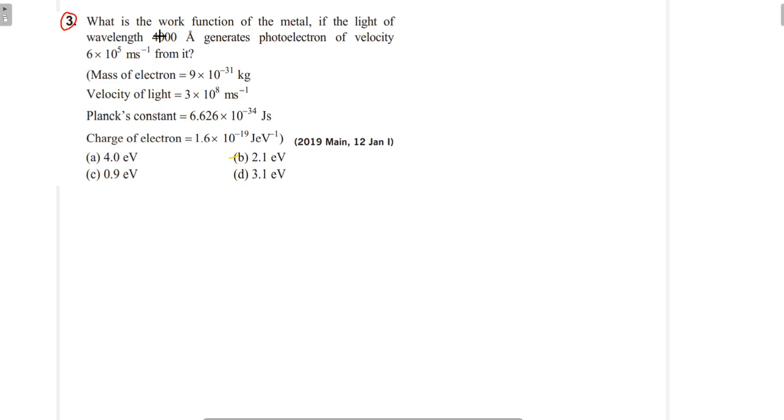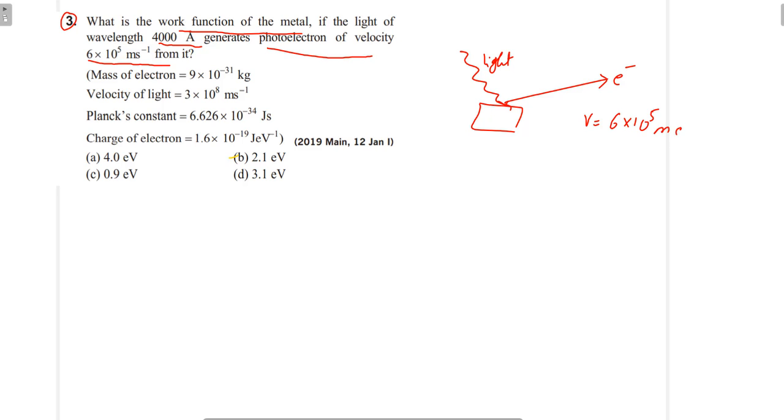Question number 3. What is the work function of the metal if light of wavelength 4000 angstrom generates photoelectrons of velocity 6 into 10 power 5 meter per second from it? Assume this is the metal surface, and a photon, which is nothing but light, is falling on it, so an electron is ejected here. This electron velocity v is given as 6 into 10 power 5 meter per second. The light wavelength is given as 4000 angstrom. This is the information. Now what do you have to calculate?